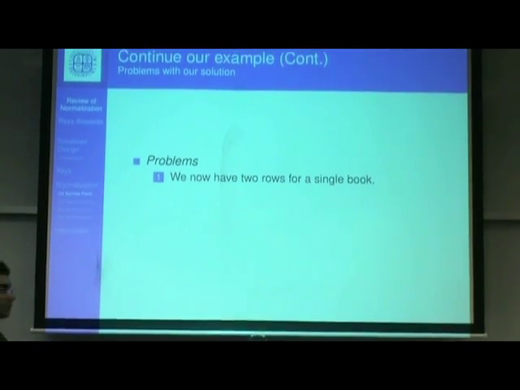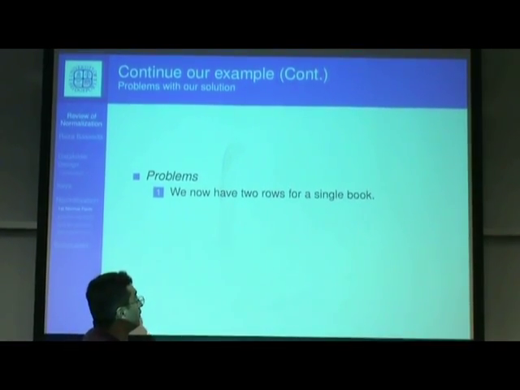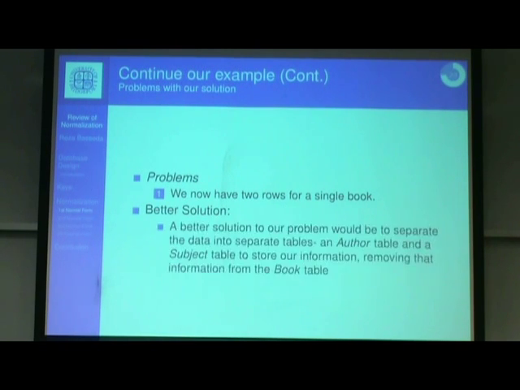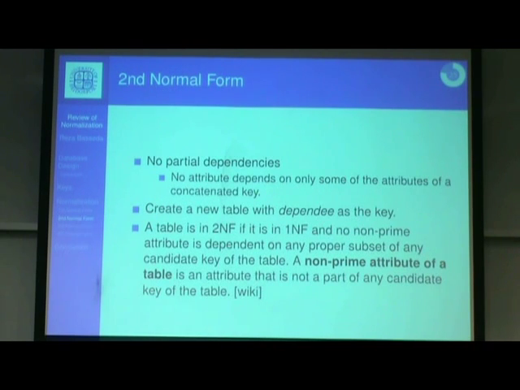So now there is another problem. We have 2 rows for a book. 2 rows for a single book. You're repeating stuff. So now a better solution to this problem is breaking tables and adding an author table and a subject table, two different tables to store different types of information. So that solution takes us to second normal form.